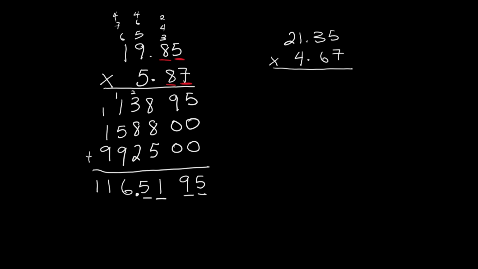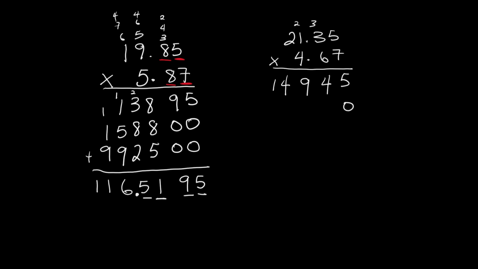So 7 times 5, so that would be 35. Carry that 3. 3 times 7, that's 21. Plus 3, that's 24. Carry that 2. 7 times 1, that's 7. Plus 2, that would be 9. And 2 times 7 would be 14. We can go ahead and add that 0 as we're skipping a line.